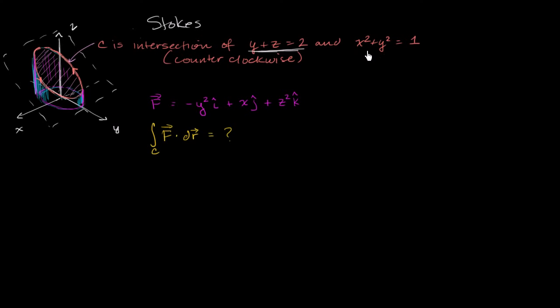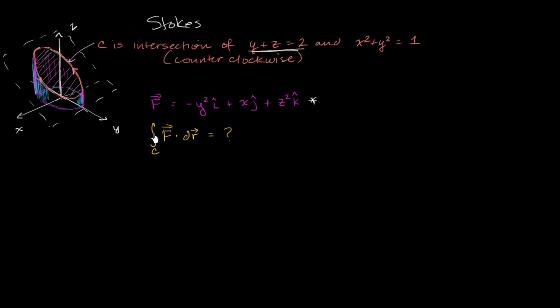Actually, I shouldn't even call it a cylinder, because if you just have x squared plus y squared is equal to 1, it would essentially be like an infinite pole that keeps going up forever and keeps going down forever. So it would never have a top or a bottom. But we've sliced that pole with y plus z is equal to 2, and where they intersect, we get our path C.